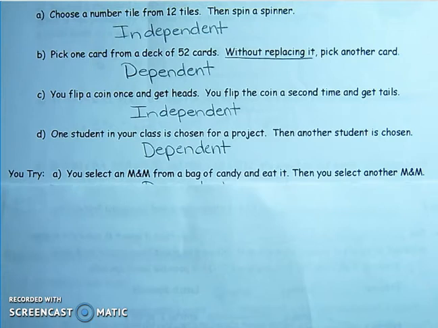The first one, you select an M&M from a bag of candy and you eat it. Then you select another M&M. This is dependent because you ate the first one, so it changed the sample space.